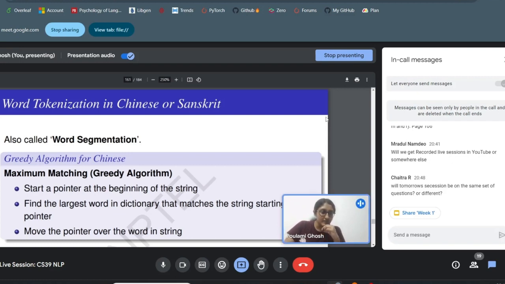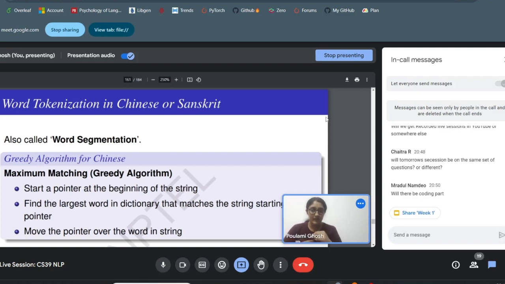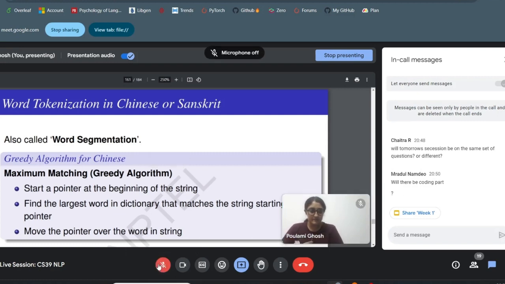So Chaitra is asking whether tomorrow's sessions will be on the same set of questions or different. I'm actually not aware of that. Ma'am, will every Saturday's sessions be taken by you? Yes, every Saturday I'll be taking the sessions.